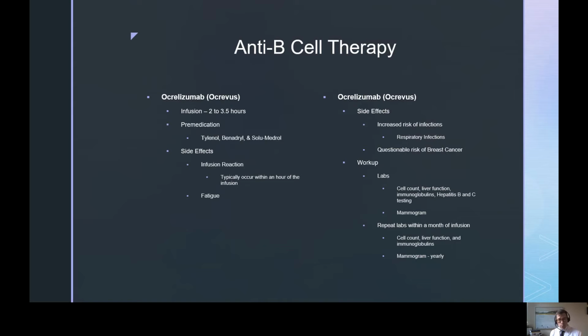The workup is relatively simple, which includes laboratory testing. We also check for hepatitis B and hepatitis C. If you have a hepatitis B infection, the medication may be contraindicated. And then we also talked about getting a mammogram prior to starting, and for most patients, yearly while on the medication. Labs are typically checked within a month of each infusion, just to make sure that your cell count is not too low. We also follow some proteins called immunoglobulins. There are some suggestions if those are too low, that may put one at higher risk of developing an infection.